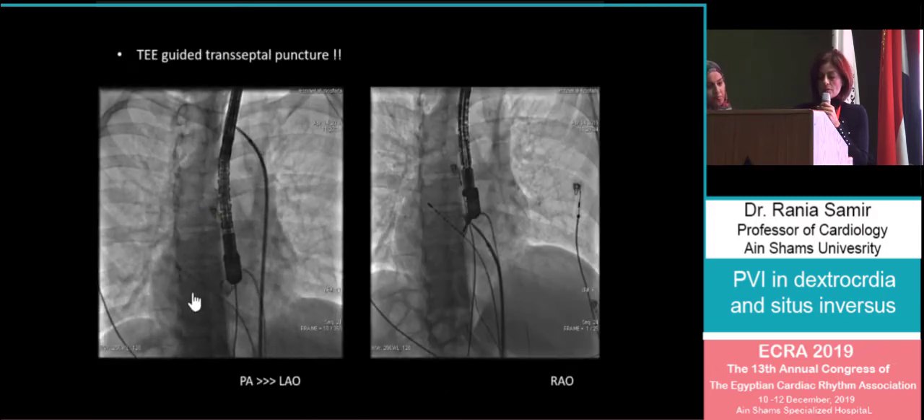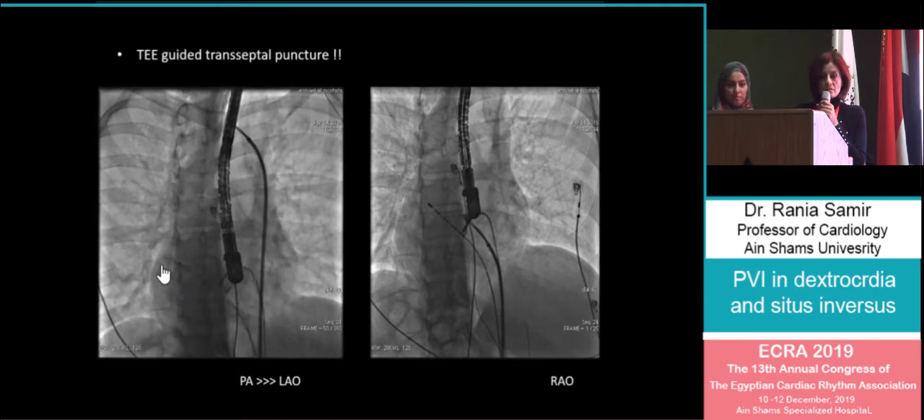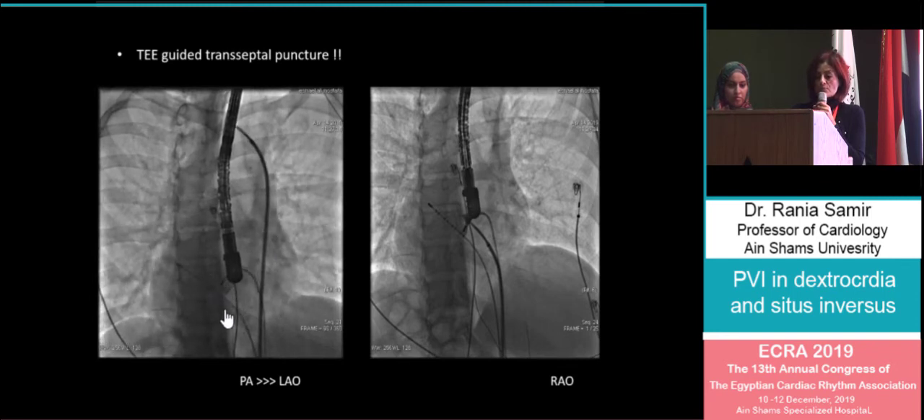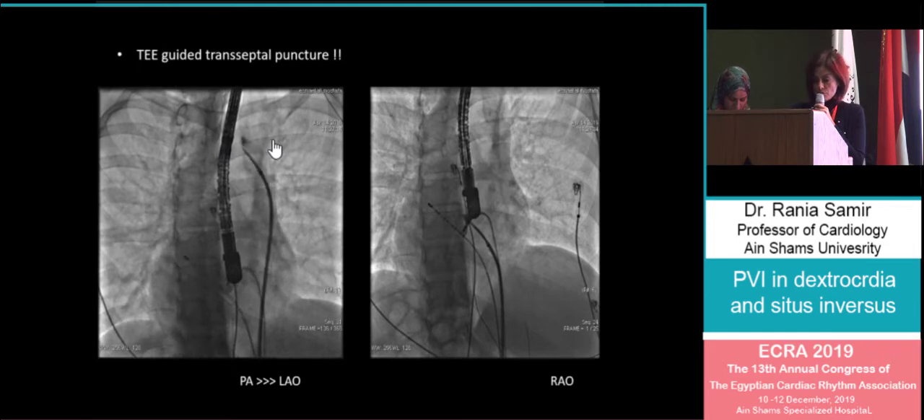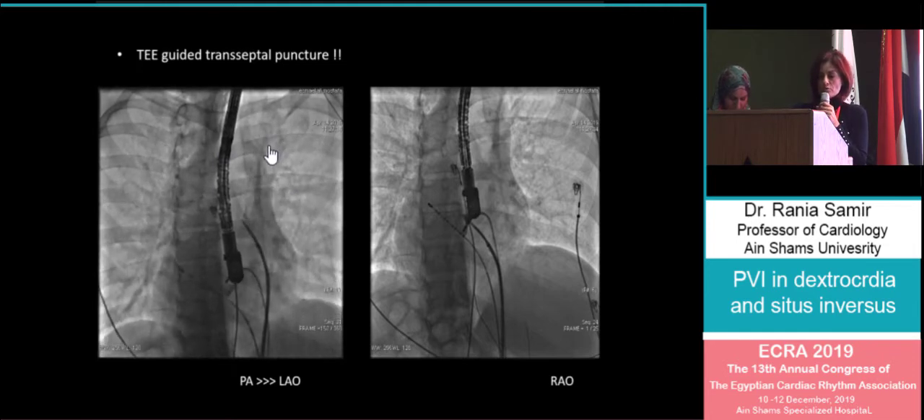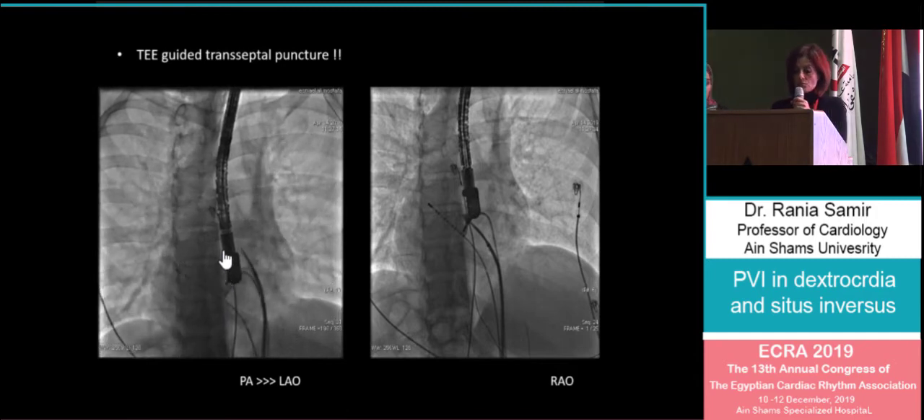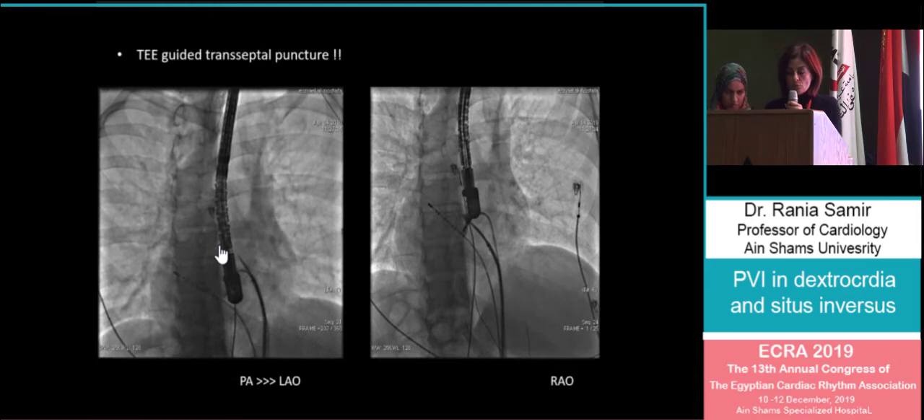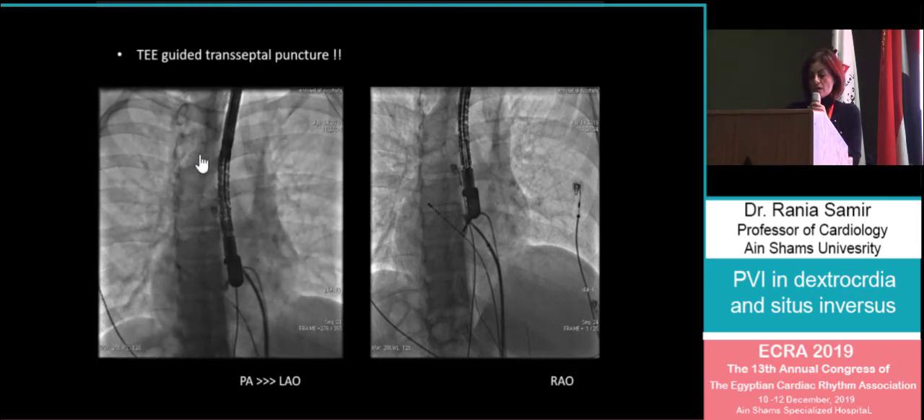After placing our diagnostic EP catheter, the decapolar catheter inside the coronary sinus, and the His catheter, the quadripolar catheter, in the His position, we started doing our transseptal puncture. First, we tried to do it under the guidance of transesophageal echo, but we failed to do it. We couldn't get our views right. I don't know why. So we resorted to do it under fluoroscopic guidance.